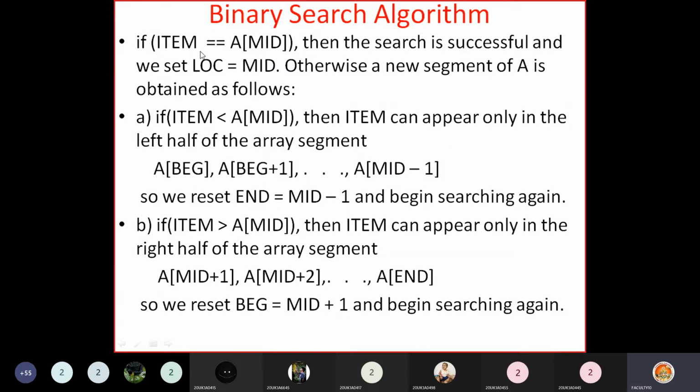If item is equal to A of mid, then the search is successful. That means A of mid is the element to be searched. We have identified it, so the search is successful, and we can set location equal to mid. Where is the element? The element is present at the A of mid location, so that's why we set location equal to mid. Otherwise, if the middle element is not the item to be searched, what we do is go to a new segment of A using these two conditions.